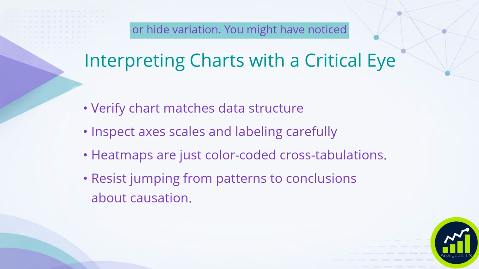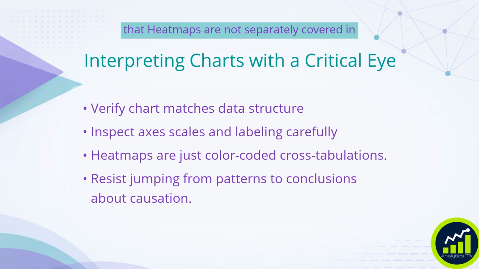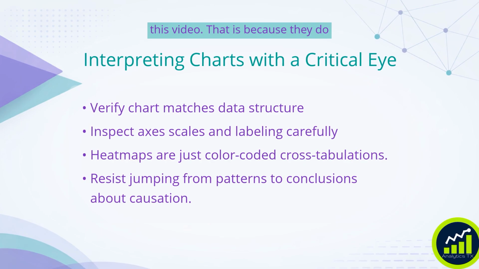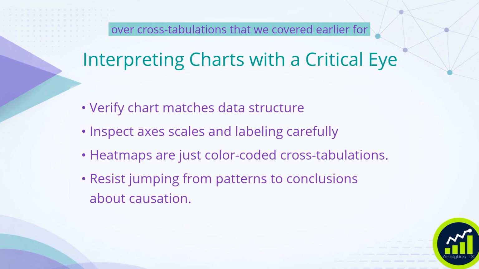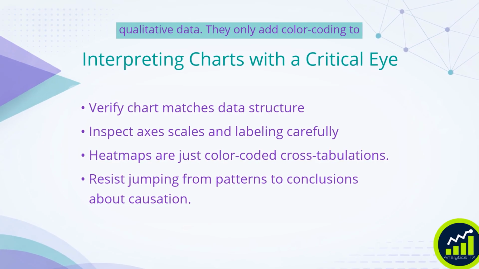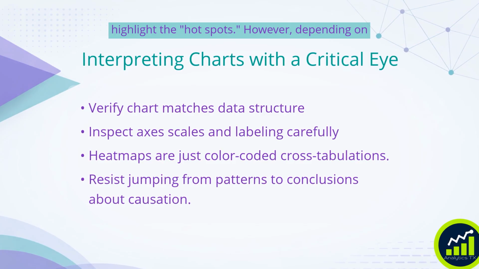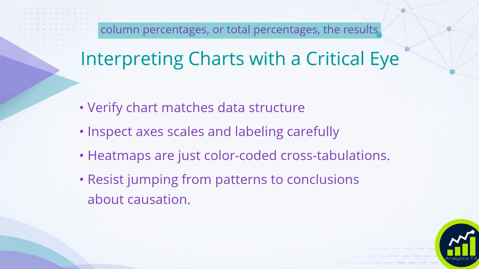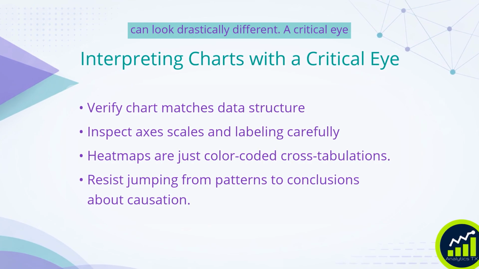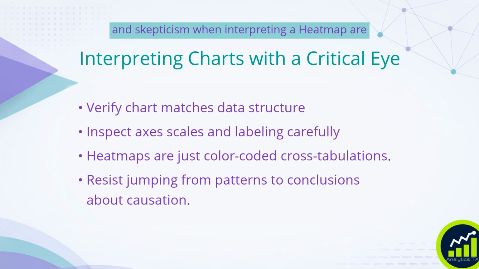You might have noticed that heat maps are not separately covered in this video. That is because they do not add any statistical meaning or clarity over cross tabulations that we covered earlier for qualitative data. They only add color coding to highlight the hot spots. However, depending on whether they represent raw counts, row percentages, column percentages, or total percentages, the results can look drastically different. A critical eye and skepticism when interpreting a heat map are crucial.